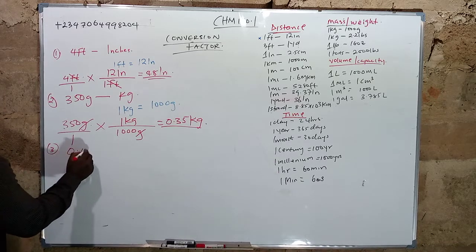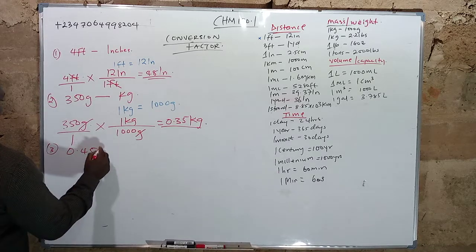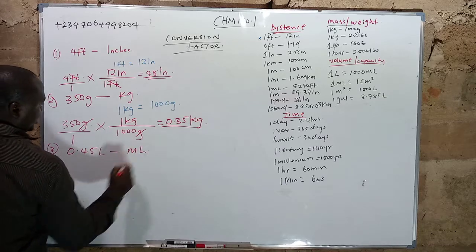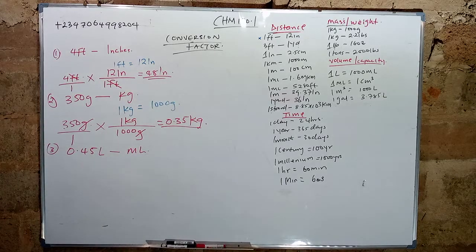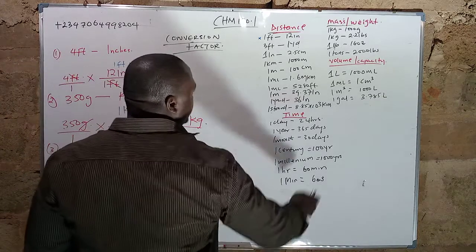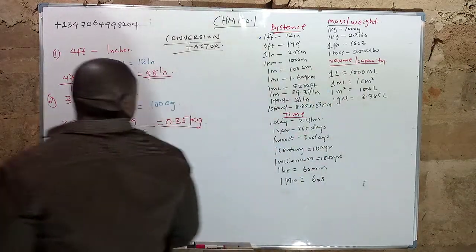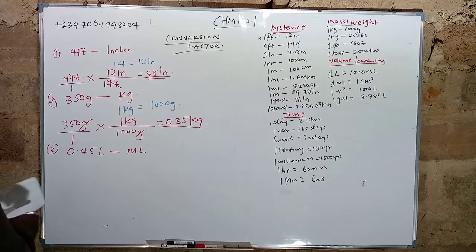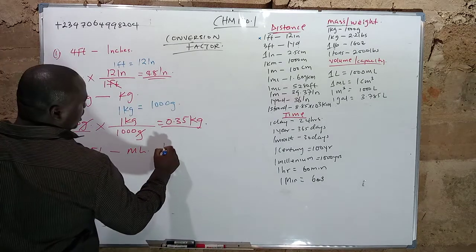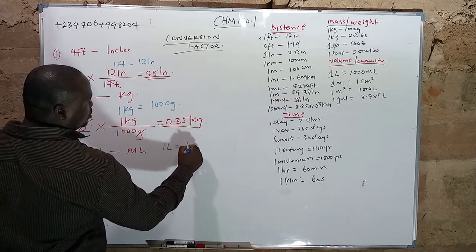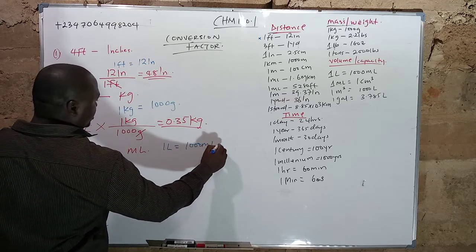Convert 0.45 liters to milliliters. Now you come to this place, this is the volume. What relates it is 1 liter is equivalent to 1000 milliliters. So that's the conversion: 1 liter is equivalent to 1000 milliliters, right?